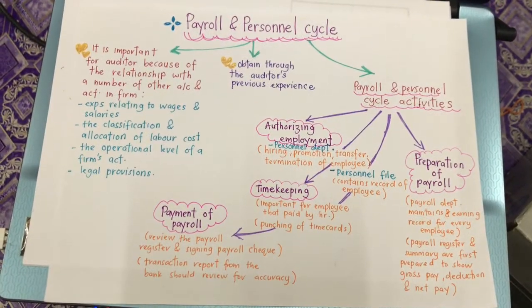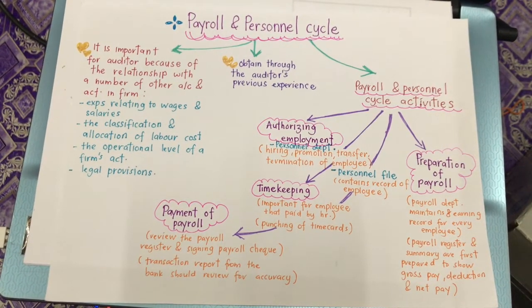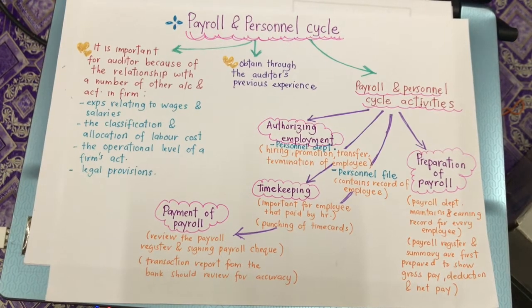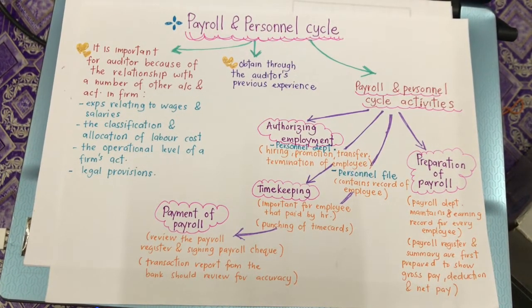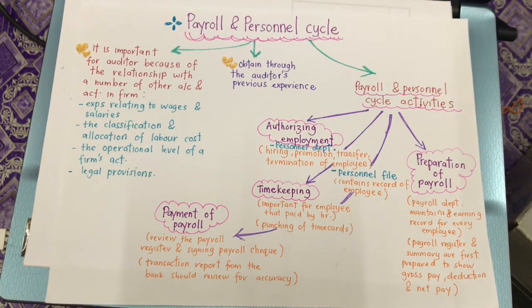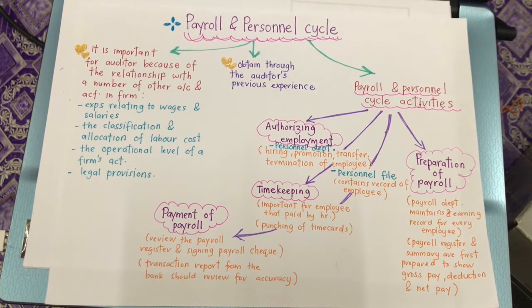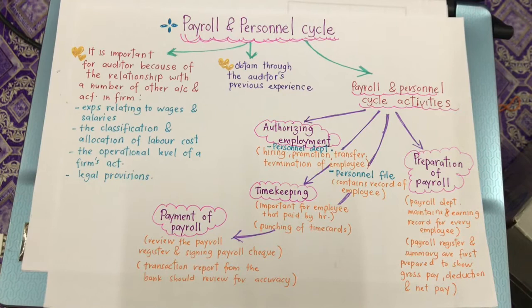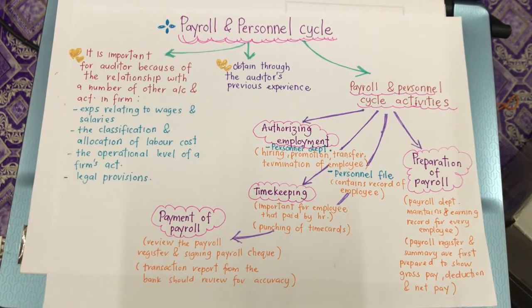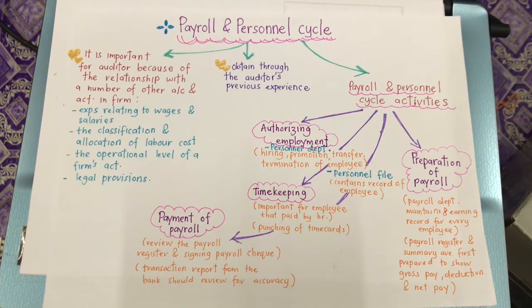Number 2, timekeeping. It is important for employees that are paid by the hour. Punching of time cards is a good physical control measure because it is difficult to falsify the time punch. It is to prevent employees from clocking in time cards for absent or fictitious employees. Approved time cards are sent to the payroll department.